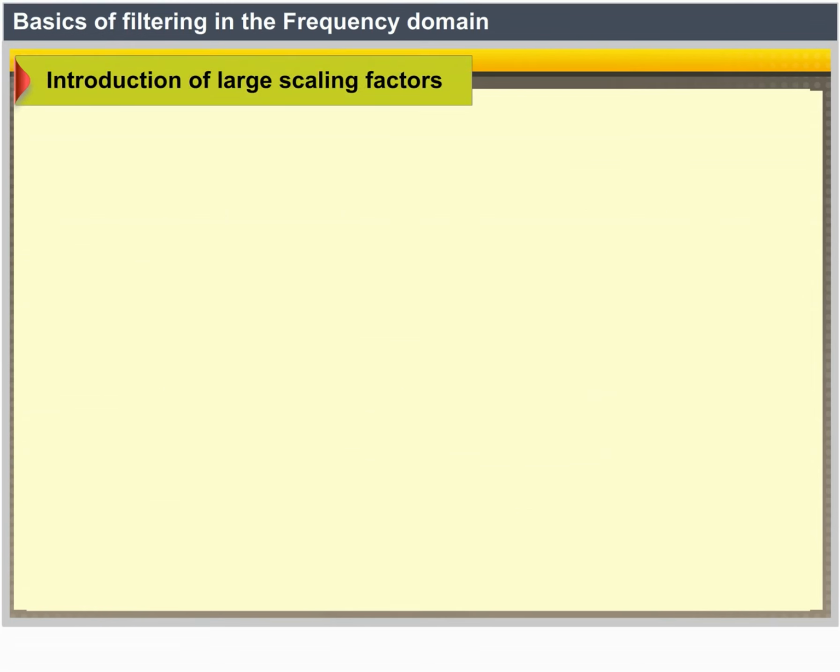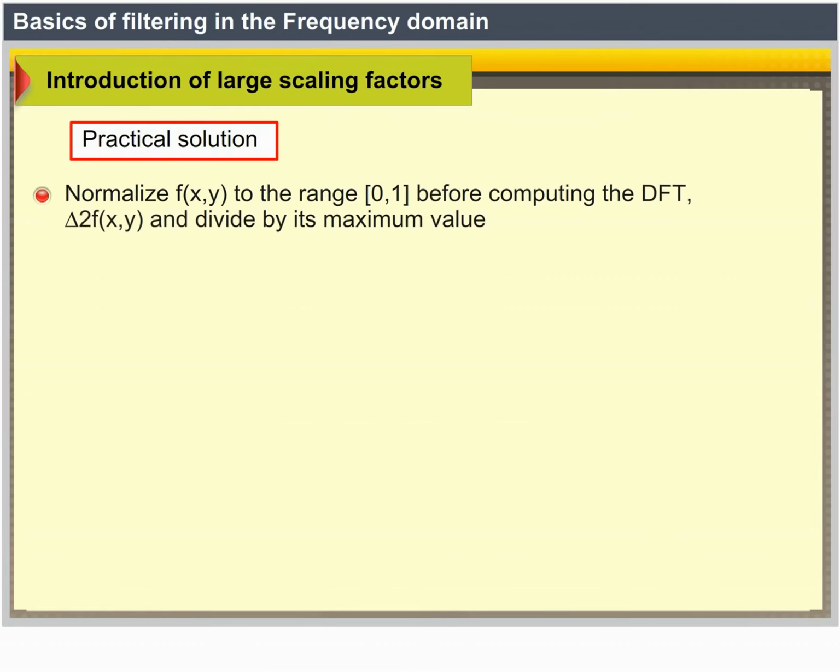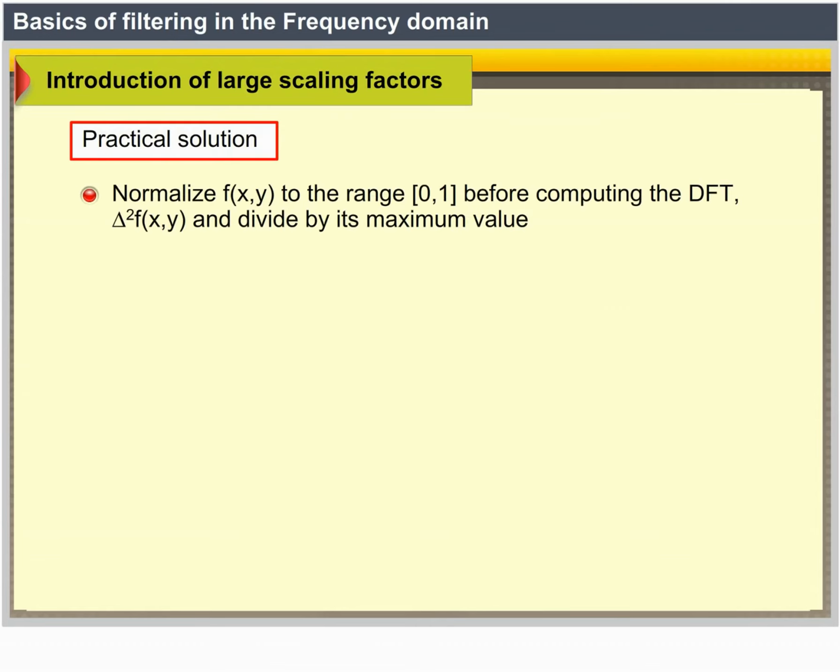Introduction of large scaling factors. Practical solution: normalize f(x,y) to the range [0,1] before computing the DFT, compute the Laplacian of f(x,y), and divide by its maximum value.